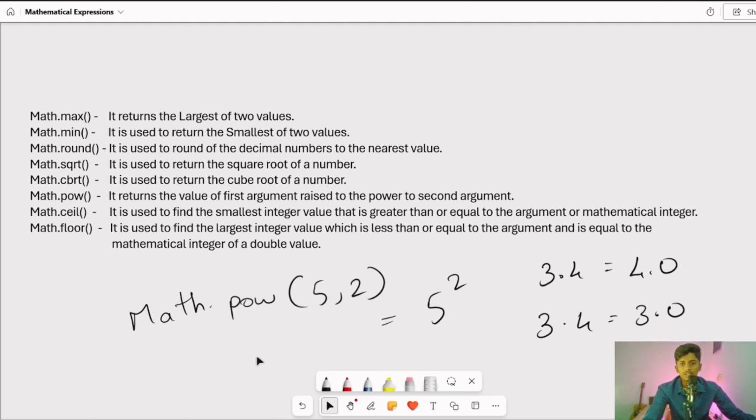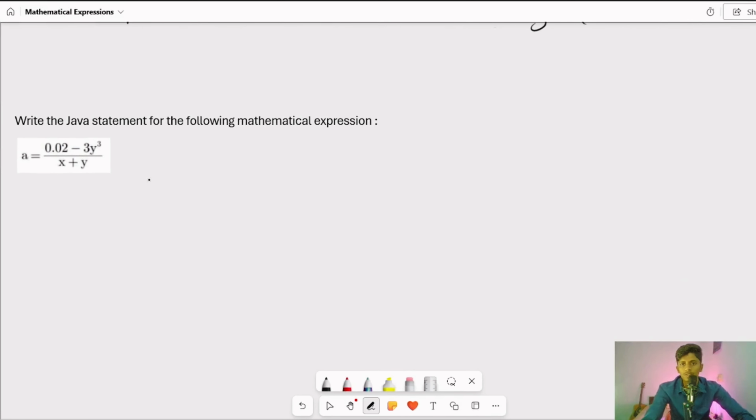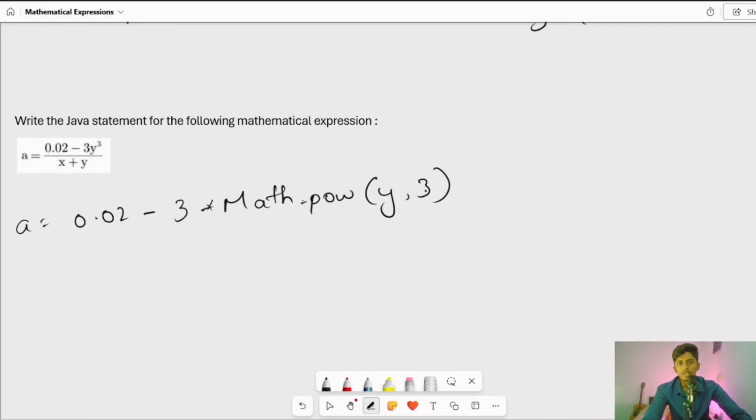We'll see some of the questions that are frequently asked in the exam. Write a Java program for the mathematical expression. Here a is equal to 0.02 minus 3 into, here you can see the power. So we can use Math.pow of y comma 3. As I told, this will return y power 3, and the whole thing divided by x plus y. So this is the answer for this.